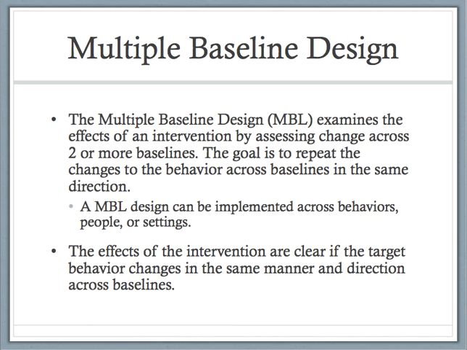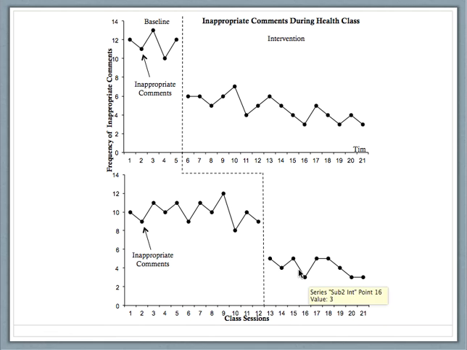And again, let's look at a graph to get a better idea of what I'm talking about here. So as you can see, this is a multiple baseline. It looks like across subjects or across people because we have Tim here. We have another person down here. We're looking at the frequency of inappropriate comments. So that's one behavior. Class sessions, that's one setting. So we're looking at 2 different consumers or 2 different subjects.